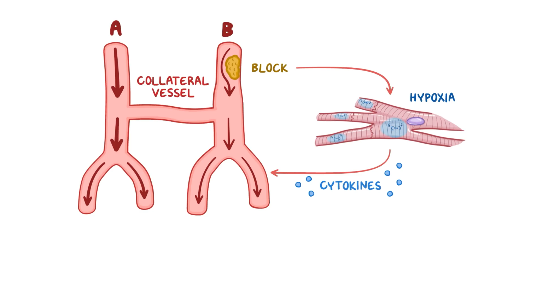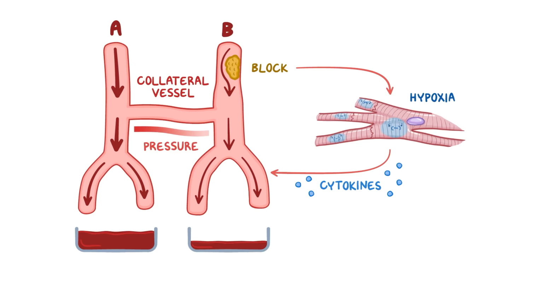But at the end of the day, blood flow within coronary artery B is still decreased, while blood flow in coronary artery A remains the same. This creates a pressure gradient across the collateral vessel, which pulls blood from the region of higher pressure of coronary artery A through the collateral vessel and into the region of lower pressure, or the dilated segment of coronary artery B. In other words, the low pressure region acts like a vacuum.